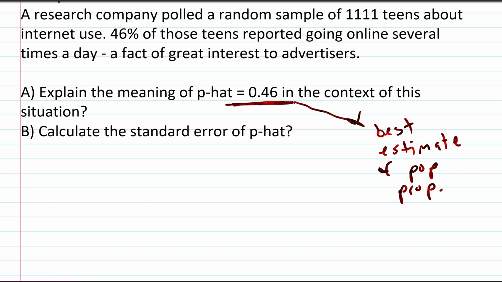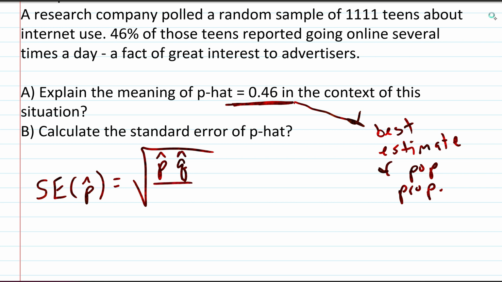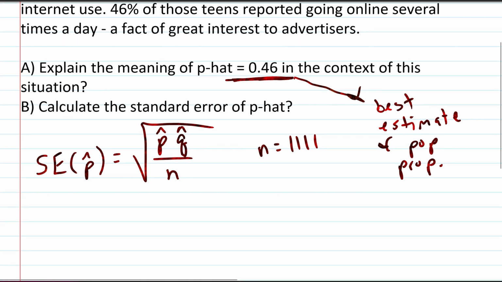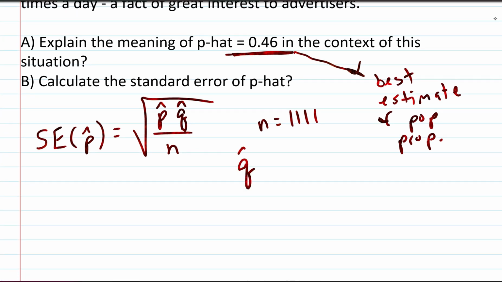So for the sample proportion p hat, the standard error, we calculate that with the following formula. So it'll be the square root of p hat times q hat over n. And of course, q hat is going to be the complement of p hat, which is 1 minus p hat. N is the sample size. So we've identified the sample size, n is 1,111. And then we'll calculate that q hat. So remember, q hat is going to be 1 minus p hat.